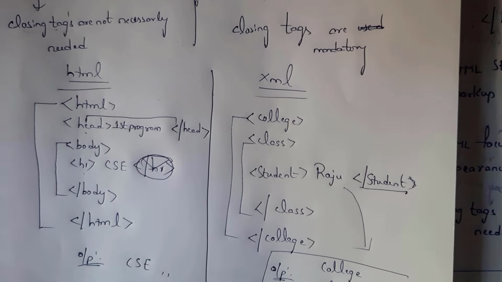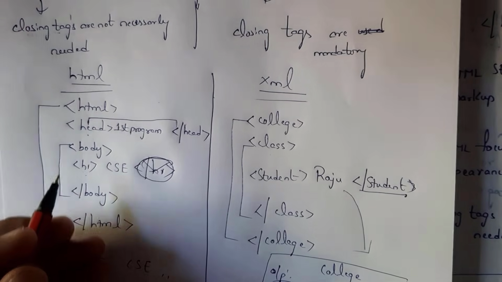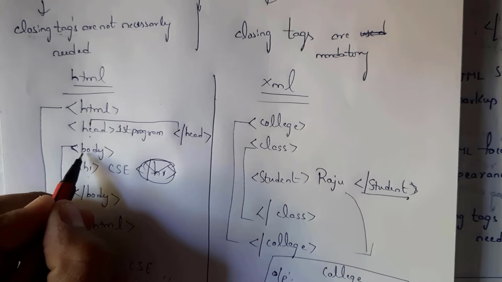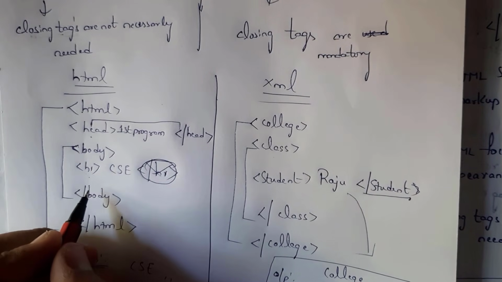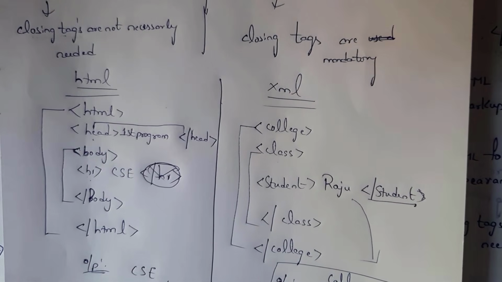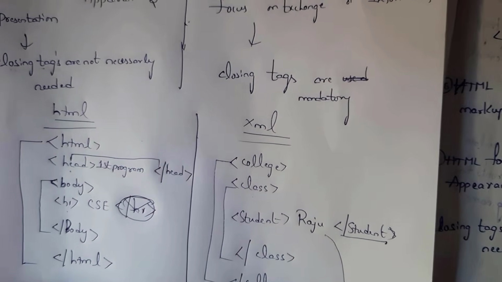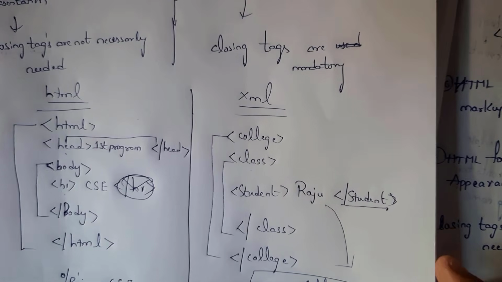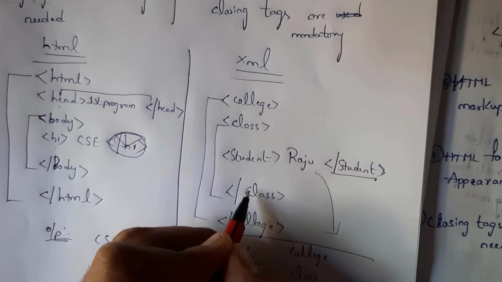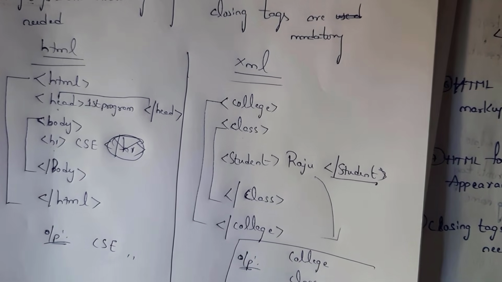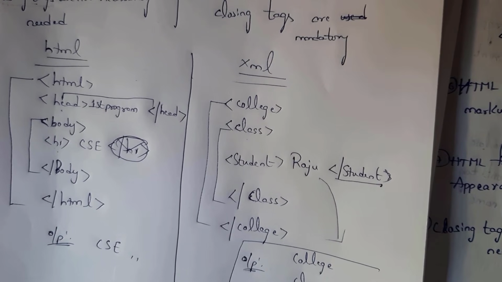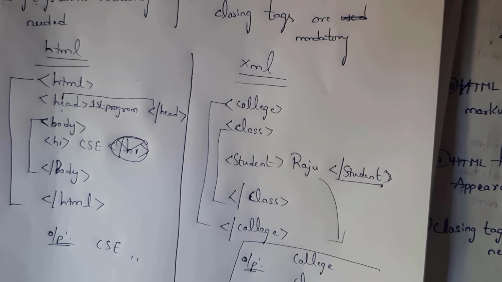And HTML is non-case sensitive. That means capital A and small a are both the same. See, in this I gave body as small b here, and for the closing tag I gave capital B. Even if we write like this, output is generated. But in XML, capital A and small a are different. For example, if here I took small c and here I took capital C, then the output is not going to be generated. The output is displayed as error. So HTML is non-case sensitive and XML is case sensitive.